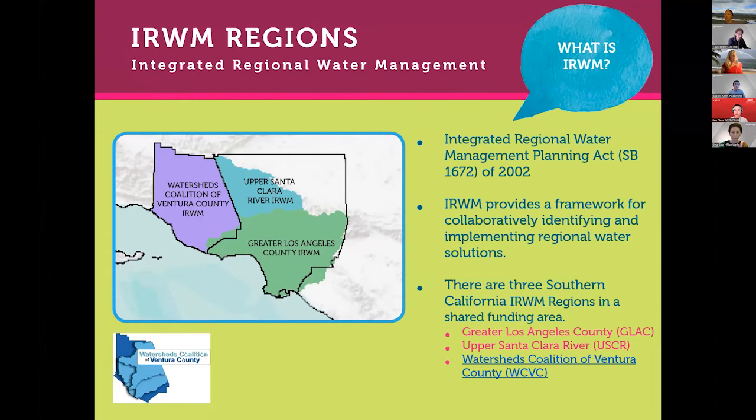Ventura County's IRWM region is known as Watersheds Coalition of Ventura County. Watersheds Coalition of Ventura County falls in the LA Ventura funding area. So we're part of a funding area with 3 IRWM regions, which includes Upper Santa Clara River IRWM and Greater Los Angeles County IRWM program. To date, Watersheds Coalition of Ventura County has successfully brought in around $94 million of IRWM grant funding, with a local cost share of around $151 million. And that's been for about 42 projects.